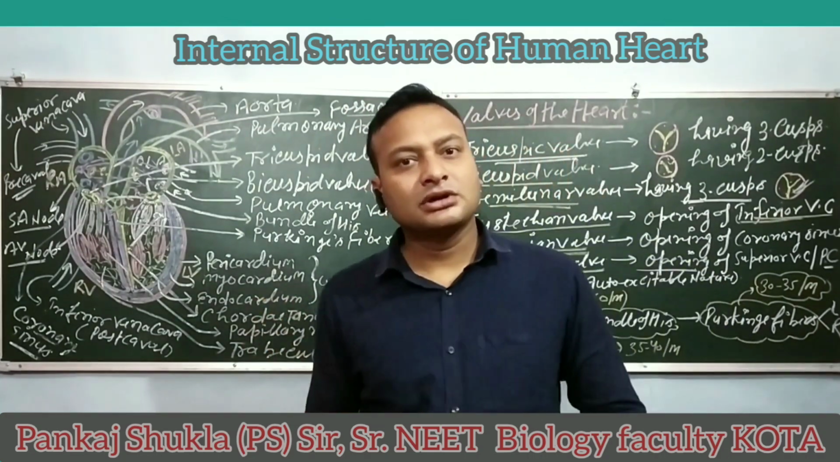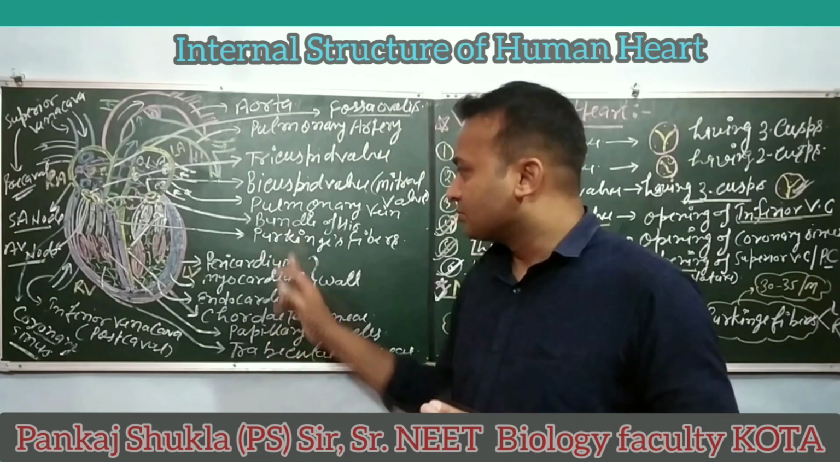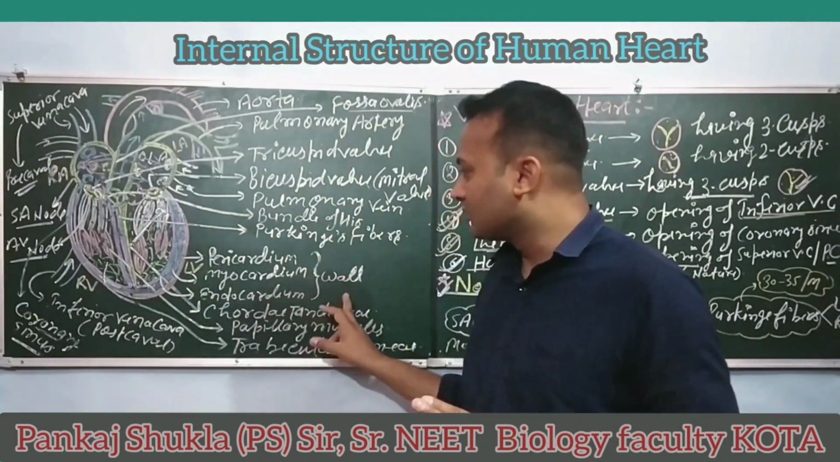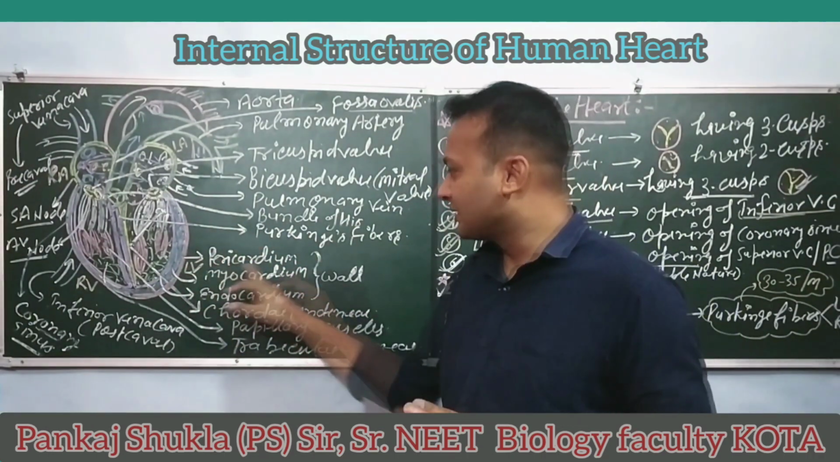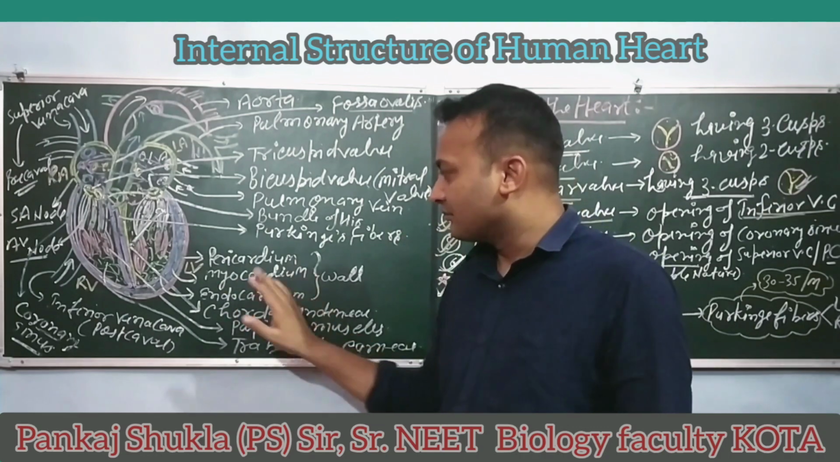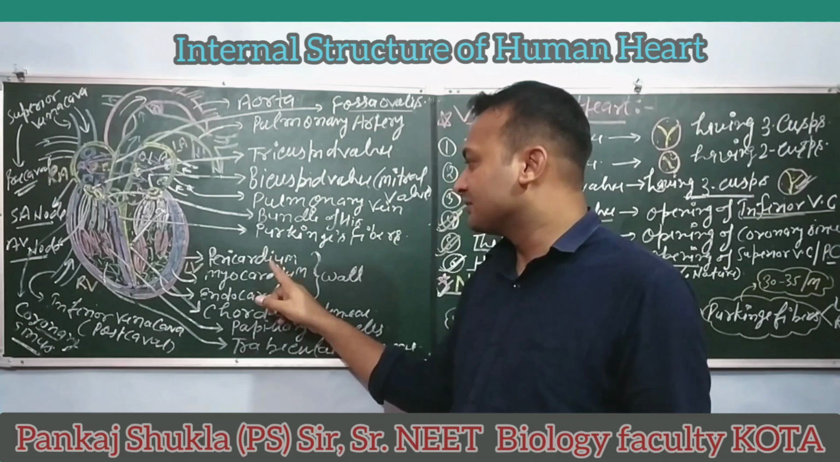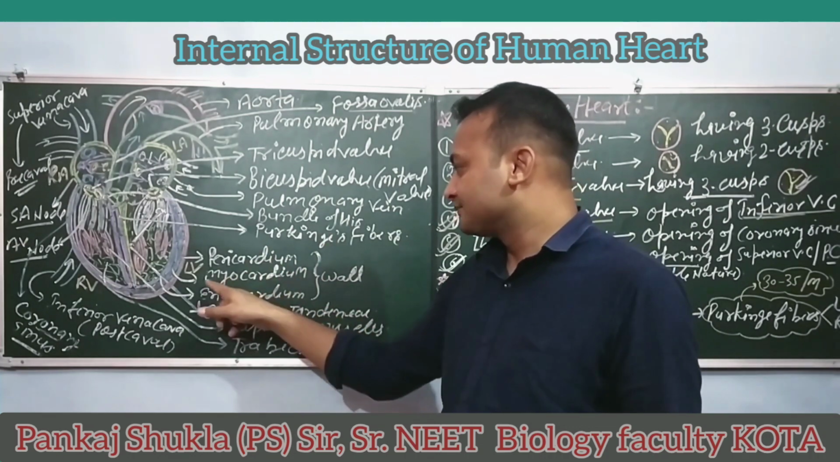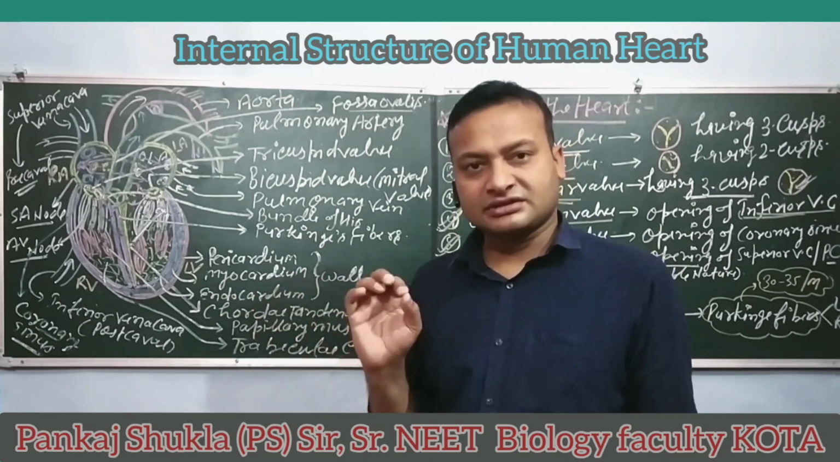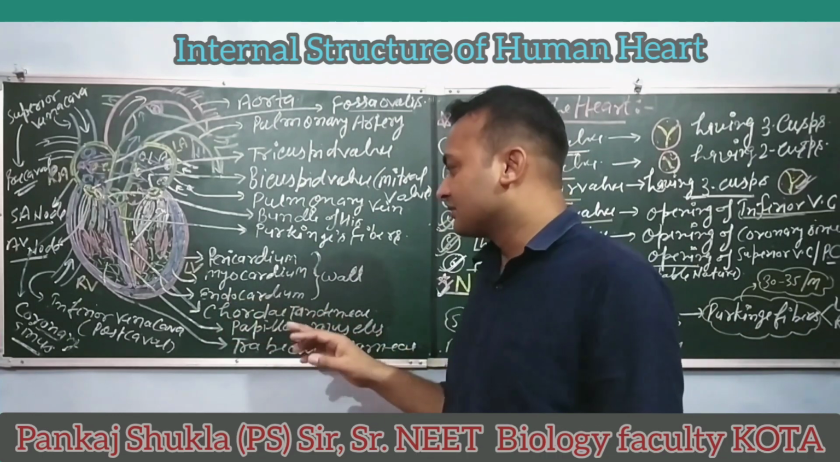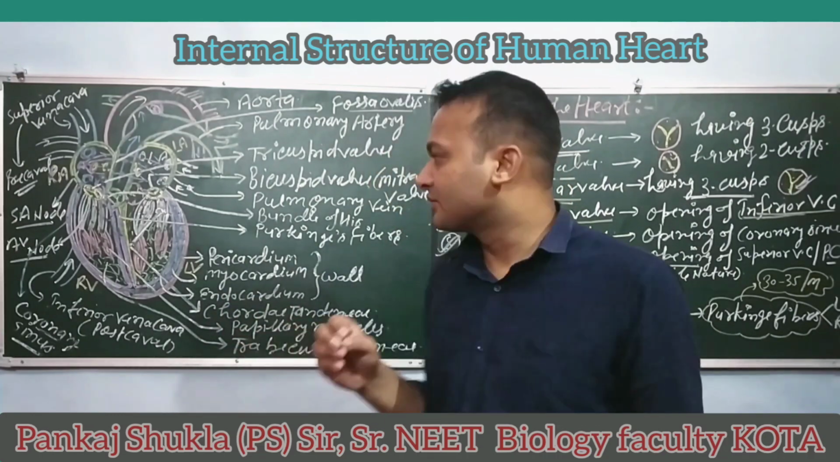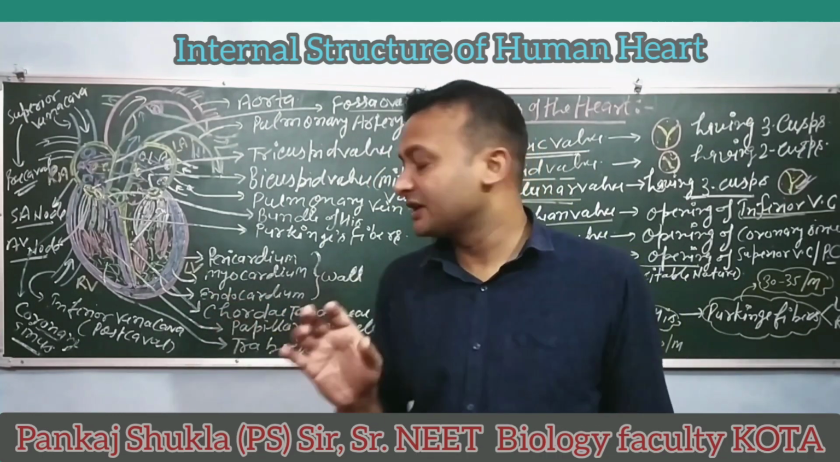If we discuss the layers, the heart has three layers. The outer is called pericardium, the middle is called myocardium, and the inner is called endocardium. Pericardium is outermost, myocardium is thicker, and endocardium is the inner lining of the heart and the thinnest layer of the heart.